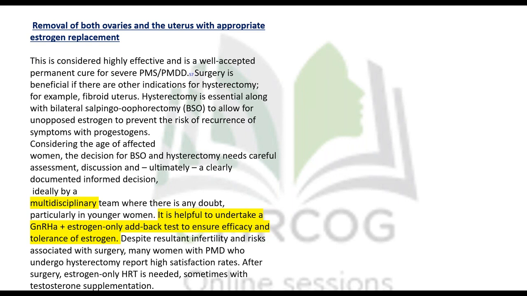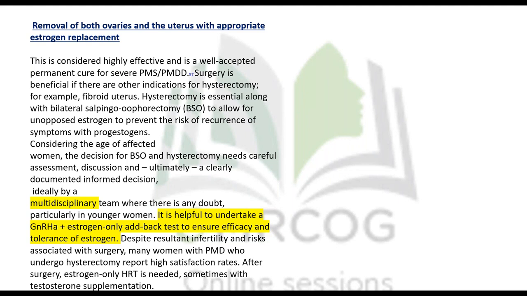And then if there is any doubt, especially in younger women, it's helpful to undertake a GnRH analog plus estrogen-only Addback therapy, to test and ensure efficacy and tolerance of estrogen. Because a woman after removal of her ovaries and uterus will need HRT to protect her bone, her cognitive function, her cardiovascular system. So she will need hormonal replacement therapy, and it will be estrogen only. So the lady will have the GnRH analog plus Addback.